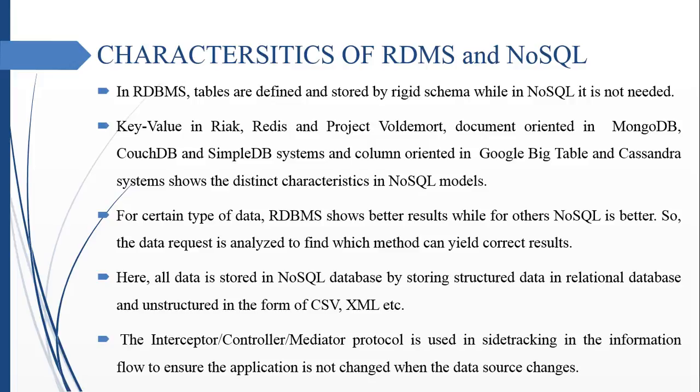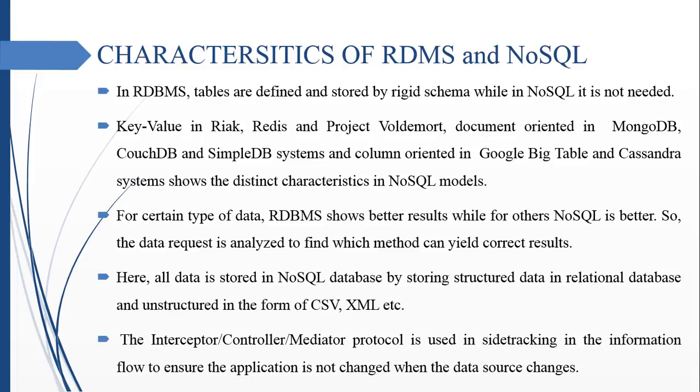For certain types of data, RDBMS shows better results, while for others, NoSQL is better. So the requested data is analyzed first to find which method can yield correct results. Here, all data are stored in a NoSQL database by storing structured data in the relational database and unstructured data in the form of CSV, XML, etc.